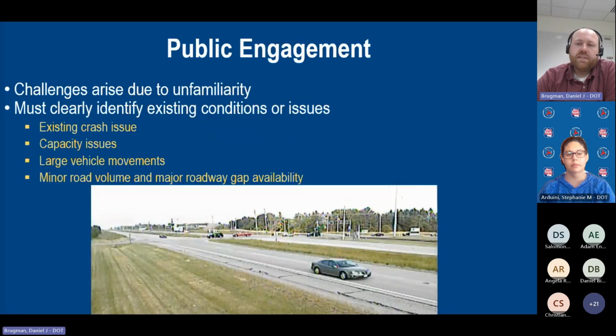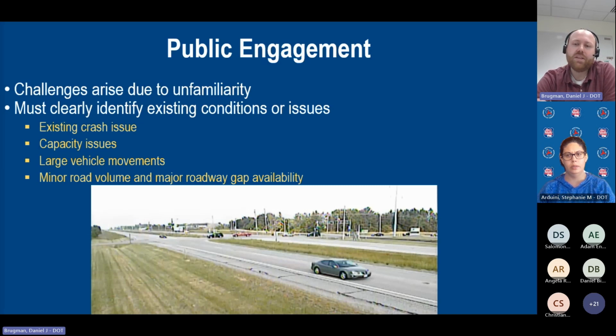Now I'll switch over into the public involvement piece of these projects, which can be a challenge. Many of the challenges with public involvement on RCUTs are due to that driver unfamiliarity. Every location has unique needs and could have a unique design. There's no cookie cutter RCUT. Due to being a very unfamiliar intersection type, projects must educate the public on what these intersections are, how they operate, and the need, the why they're being proposed.